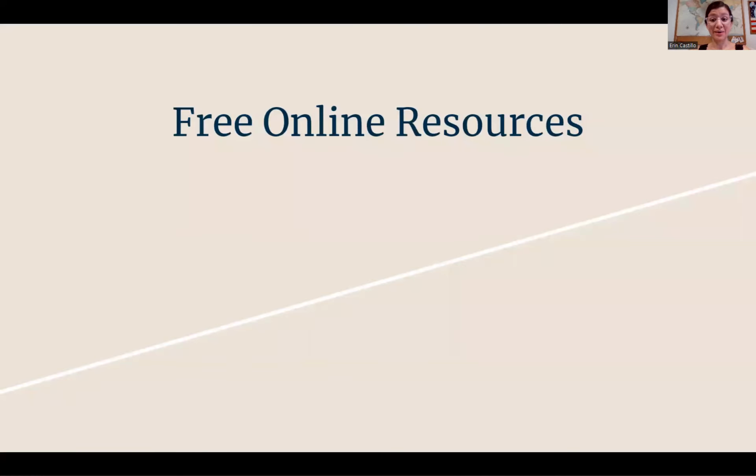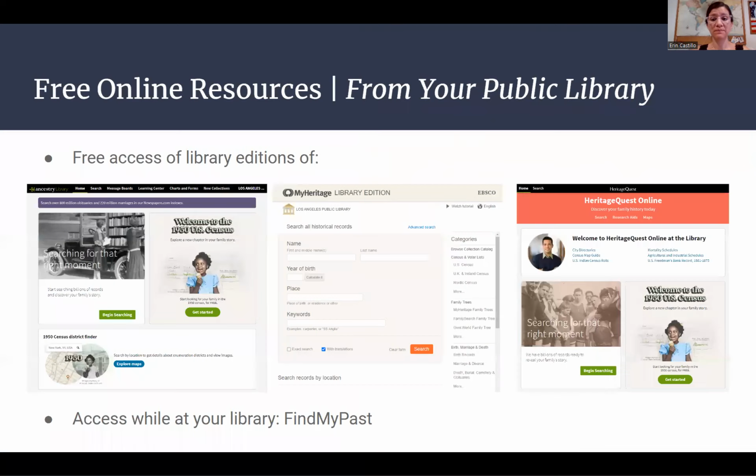You will be delighted to know that digitized census records are available online using multiple free public library resources. Many public library patrons have access to Ancestry.com, MyHeritage, and Heritage Quest Online. Another library resource available is Find My Past. However, it can only be accessed while at your local library. Check with your library to find out which of these databases you have access to.